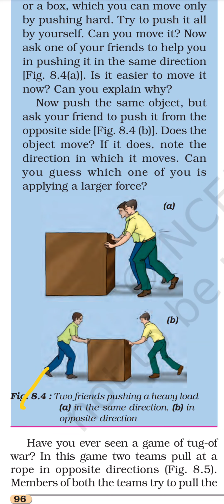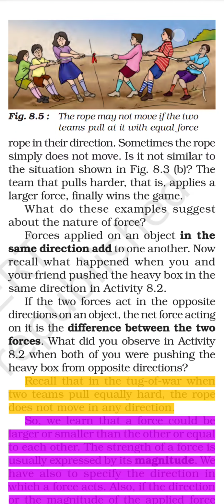Have you ever seen a game of tug of war? In this game, two teams pull at a rope in opposite directions. Figure 8.5. Members of both the teams try to pull the rope in their direction. Here, in Figure 8.5, the rope may not move if the two teams pull at it with equal force.